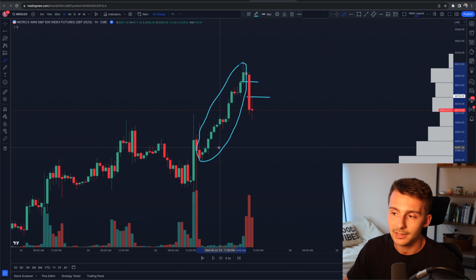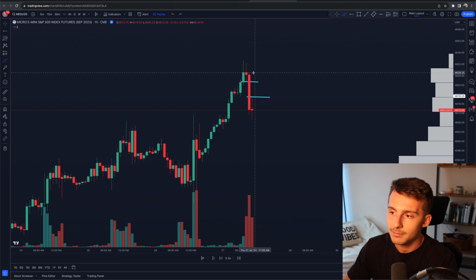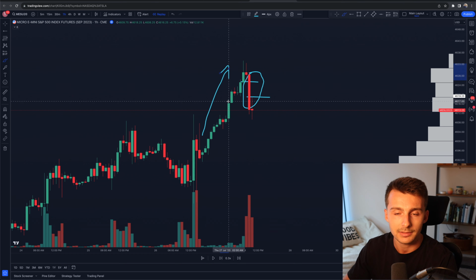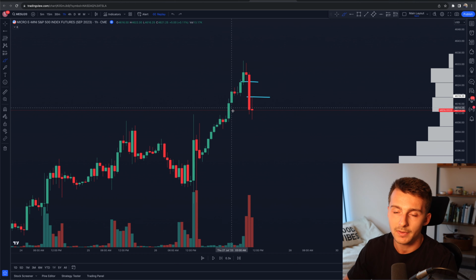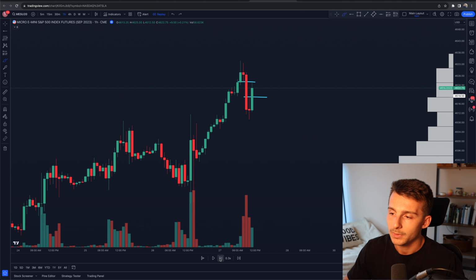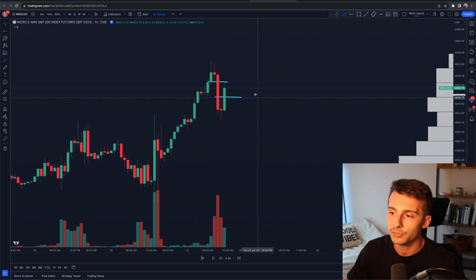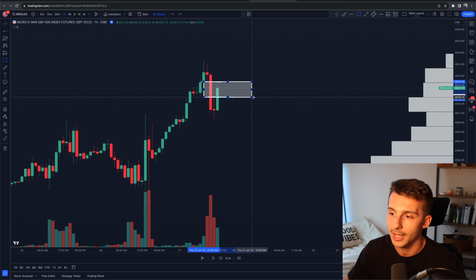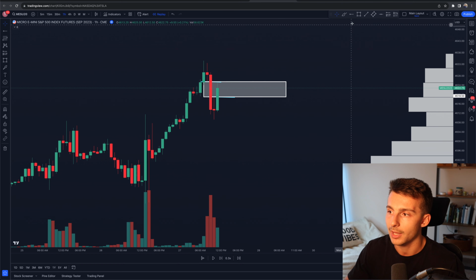But look at the size of these candles. All of a sudden, we've got a massive red candle here that completely reverses the trend. So now we've got a reversal in trend and we've got a fair value gap. If we play this out, we notice that price comes right back up into our fair value gap. I'll actually just draw a box here for that fair value gap. Price comes right up into our fair value gap.